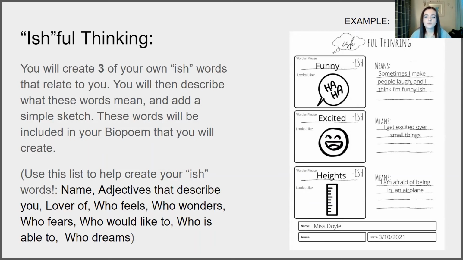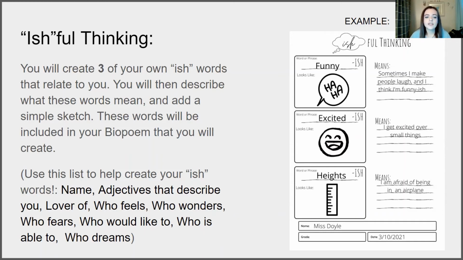So these words, funny, excited, and heights, I took those words out of what I'm going to be using in my poem. So when you're making these words, think about the adjectives that you're naming to describe yourself, things that you love, how you feel. What are your fears? What would you like to do? Think about those when you are creating these 3 words.